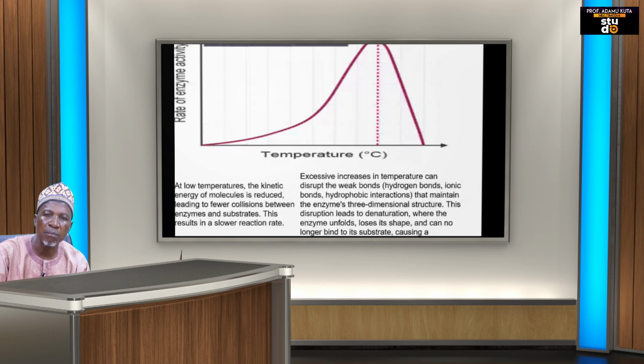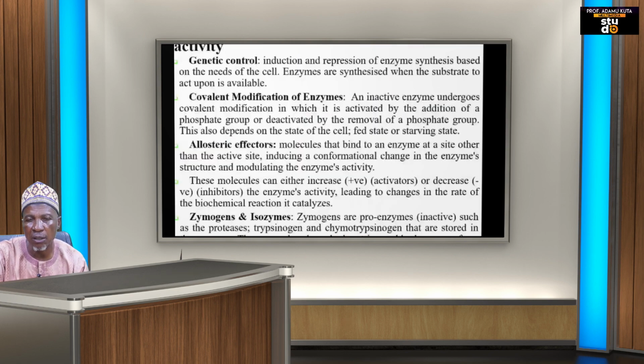There are other factors that may influence enzyme activity: genetic control, covalent modification, allosteric effectors, zymogen and isozymes. Basically, enzymes are synthesized in the living system when the substrate to act upon is available. This is subject to genetic control. If there is no substrate for an enzyme, it will not be expressed.